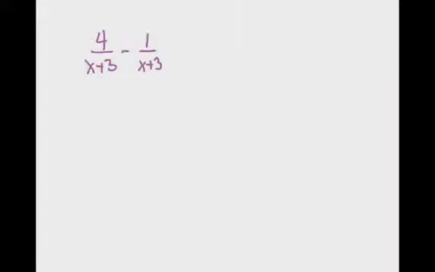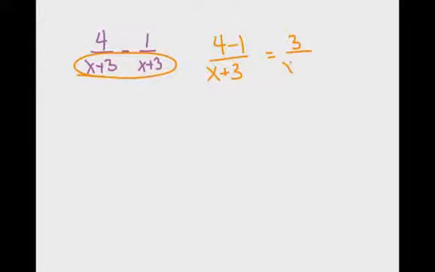Alright, let's do another one. We have 4 over x plus 3 minus 1 over x plus 3. Again, our denominators are the same, so we're just going to subtract the tops because this is a subtraction problem. So we have 4 minus 1 and all over x plus 3. 4 minus 1 equals 3 over x plus 3. And we cannot simplify at all, so this would be our answer.